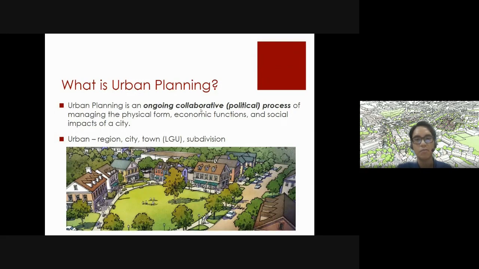Again, it's an ongoing, collaborative, often political process of managing the physical form, economic functions, and social impacts of a city. So all of you have touched on this in your essays, where planners and experts need to collaborate with LGUs and public officials to create some kind of plan, like a comprehensive land use plan, zoning maps, some kind of approach to manage population, especially growing populations in urbanized areas. And this will have impacts on the physical form, the economic activities, and the social impacts of your city, municipality, or barangay.